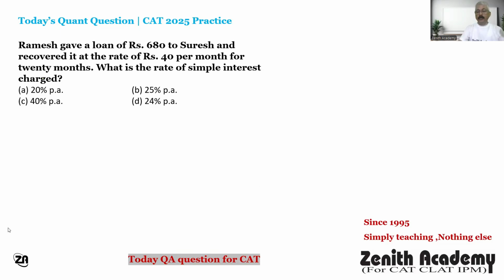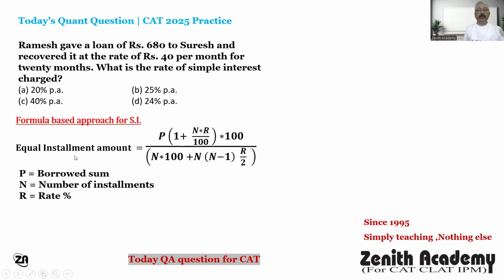The formula is: equal installment amount is equal to P into (1 plus n into r upon 100) into 100 over n into (100 plus n into (n minus 1) into r by 2). P is the principal amount, meaning the borrowed sum, n is the number of installments, and r is the rate percent. This is the formula you can use to get the answer directly.